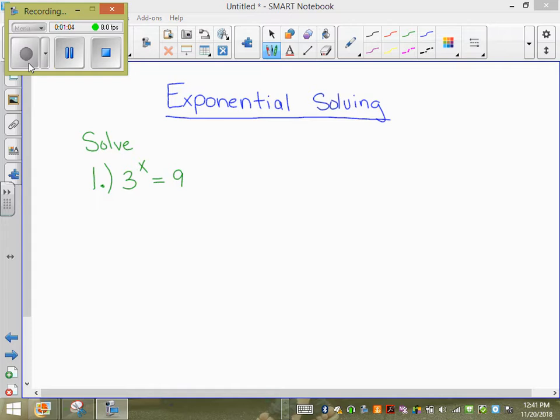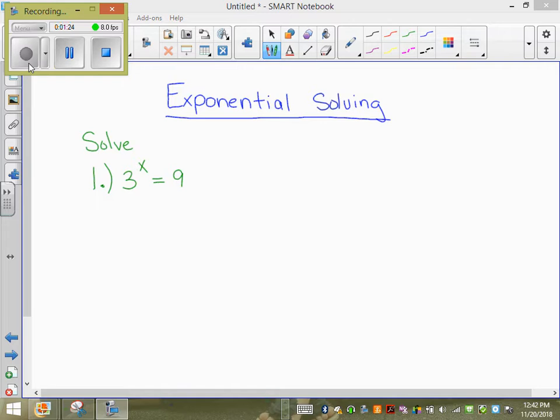So there are 3 ways we could solve this. Common base is the first way we're going to go over. Common base only works if you can make a common base. These little numbers down here are called the bases. This is the base of the exponent. So if you can make common base, you do that. If you can't make common base, we're going to have to take the log and convert it. Okay?